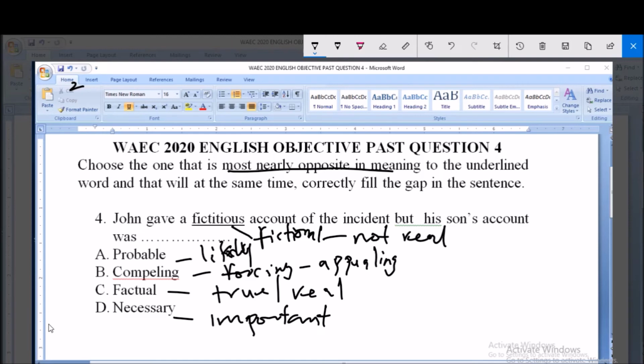So by this analysis, we find out that the option that is almost nearly opposite to the underlined word is option C, which is factual. Because when something is factual, it means that it is real. Yes, factual means it is real.